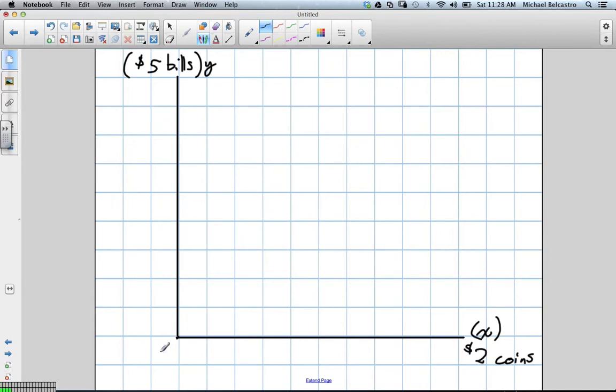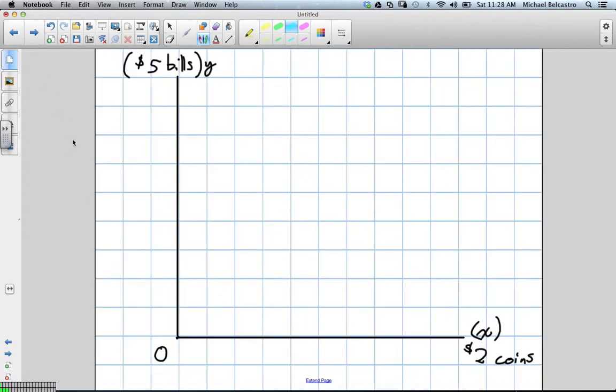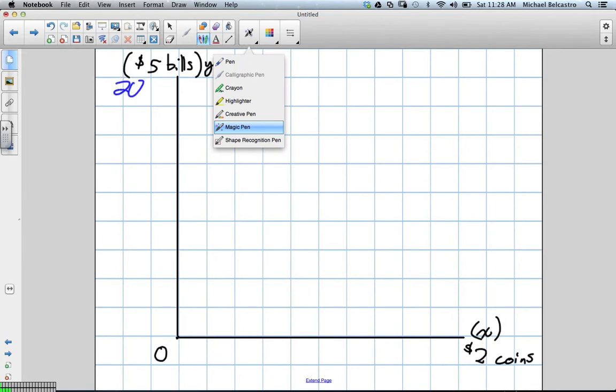Okay, and we know we start at 0. And what we have to do, I'm going to have to jump back here, is first of all we want to find a range. Do you guys know what a range is? Never heard of a range before? Okay, a range is like the highest or lowest something will go. So for $5 bills, our highest was 20 and our lowest was 0. And for $2 coins, our lowest was 0 and our highest was 50. Those are going to be important when creating a graph, so we know kind of what to scale it by. So in other words, with $5 bills, we know our number has to go to at least 20 on this graph, right?